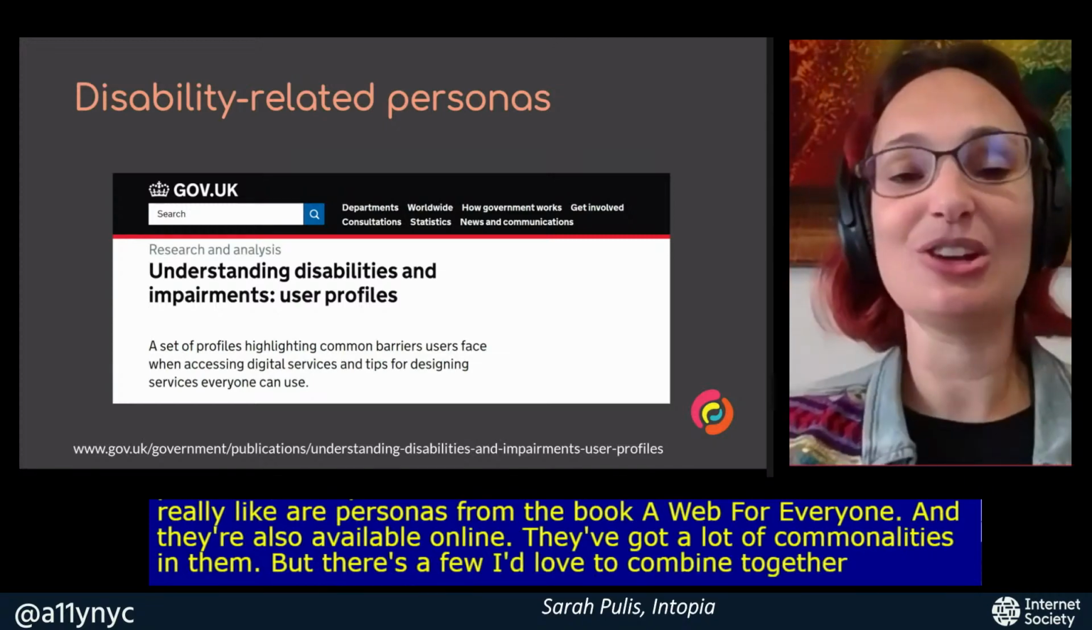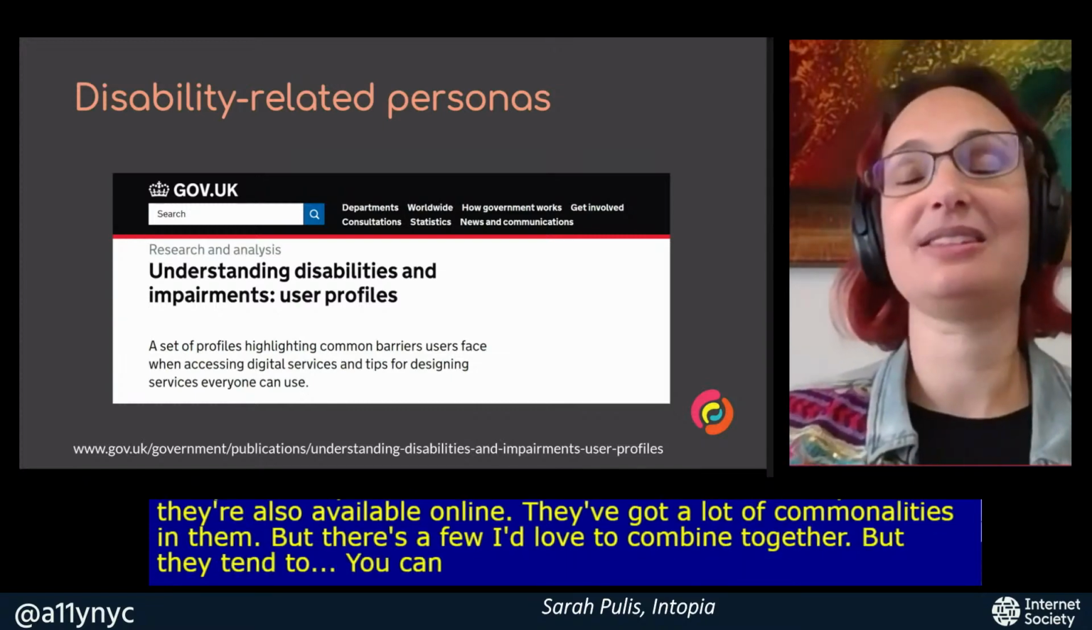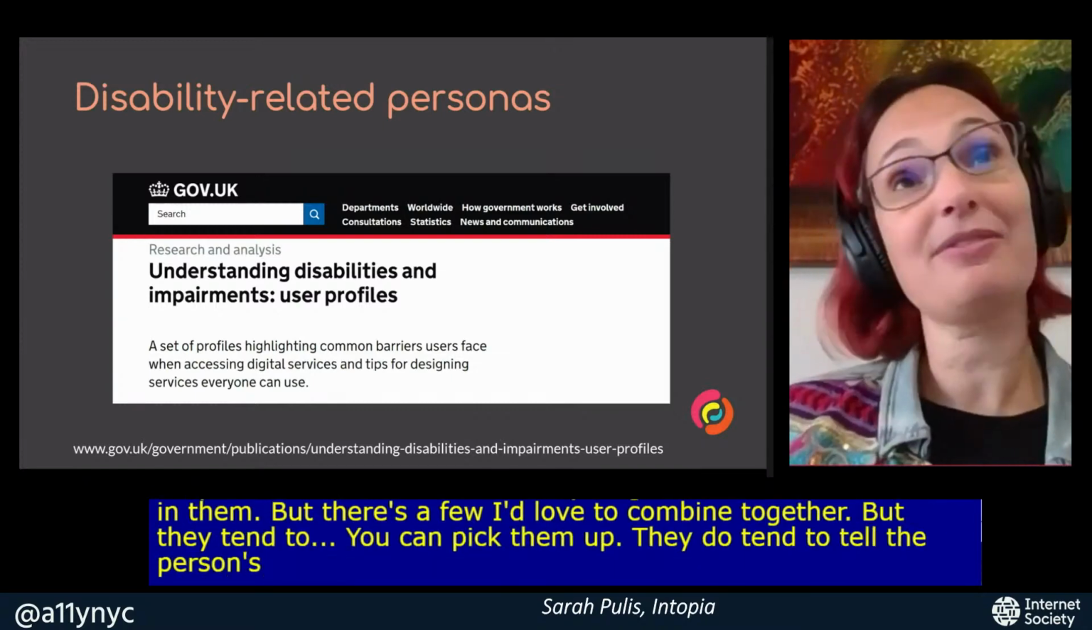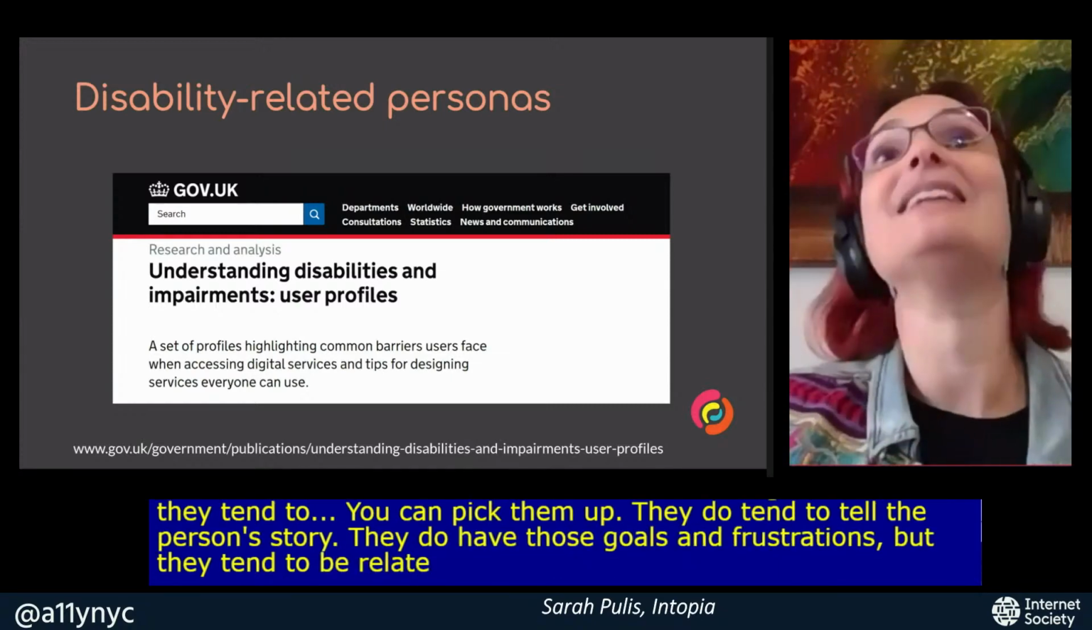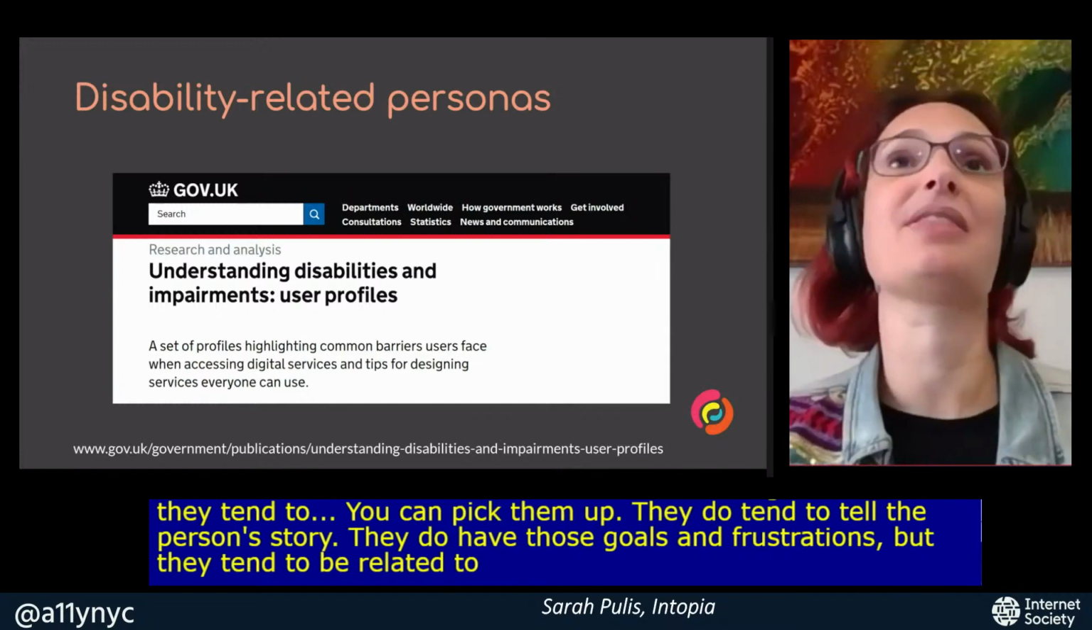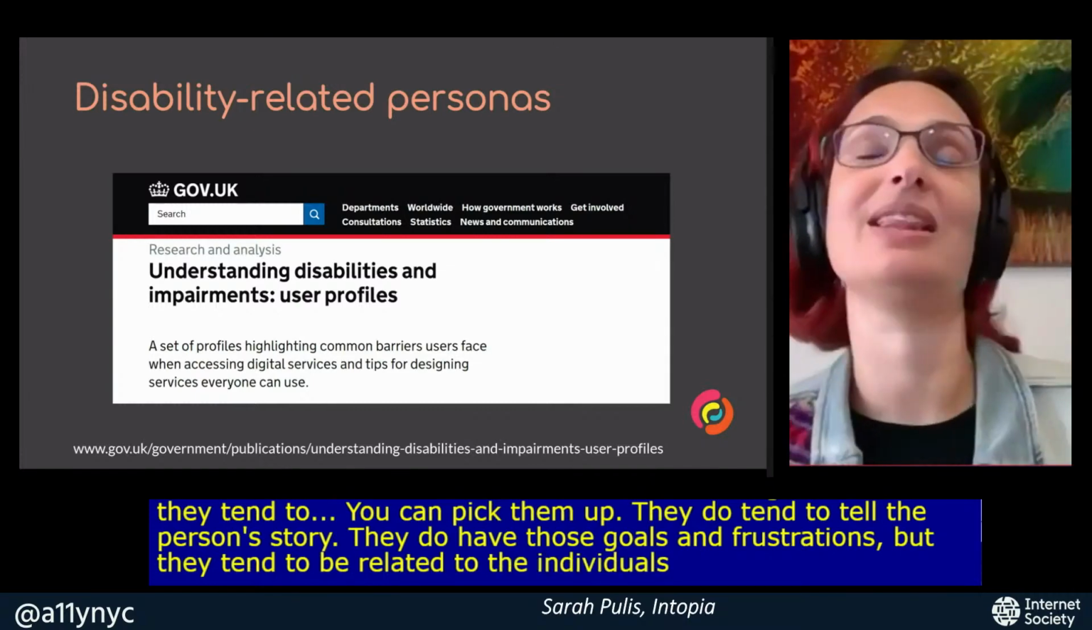But they tend to, you can pick them up. They do tend to tell the person's story. They do have those goals and frustrations, but they tend to be related to the individual's goals and frustrations rather than something that they want to do, like we saw in those other personas.